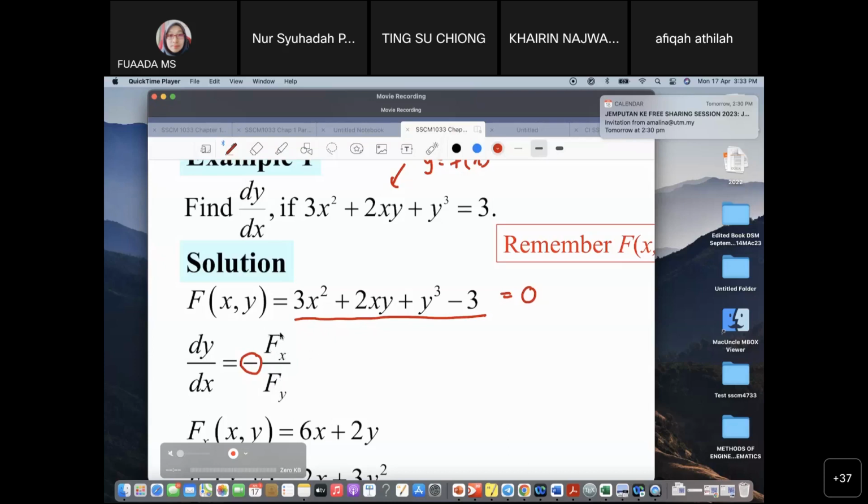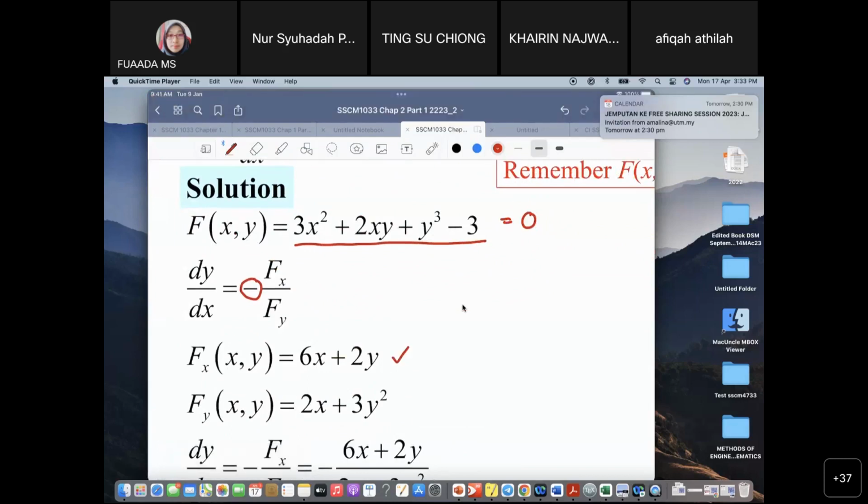So, apa yang you kena buat? Carilah partial derivative f terhadap x and f terhadap y. So, directly you differentiate terhadap x. So, yang ini jadi 6x. This one, differentiate terhadap x by constant, you got 2y. And this one 0 and this one 0. So, that's why we got this.